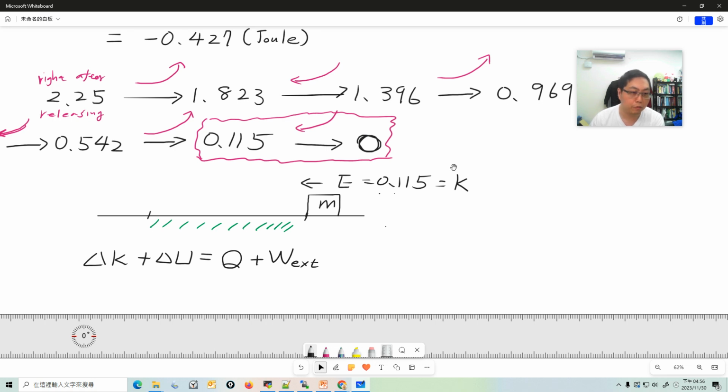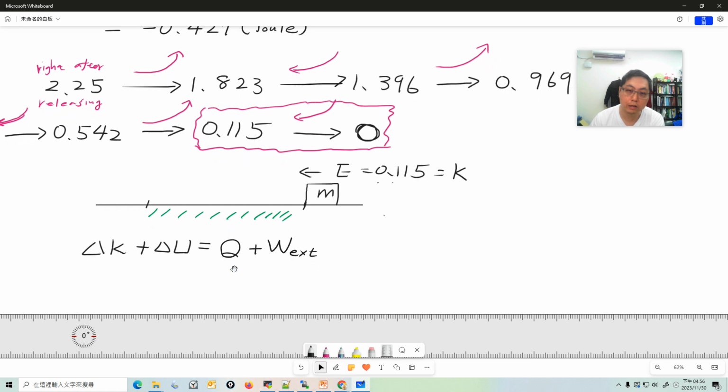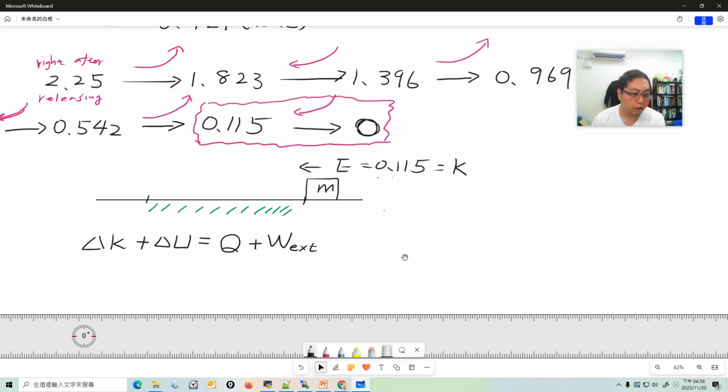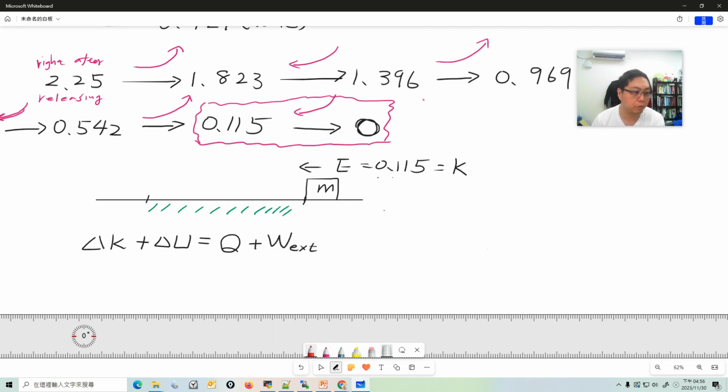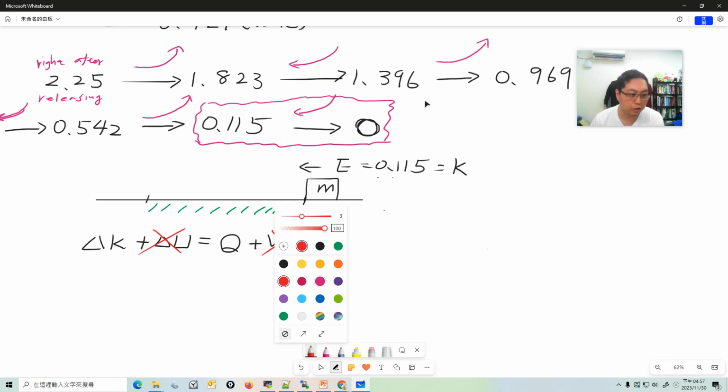And the heat, like I said in the previous lecture, is caused by the friction. For the whole system, after releasing we don't have to consider the spring, so no elastic potential energy. Furthermore, it's back on the horizontal surface, so there is no gravitational potential energy. So this term we just ignore. And there's no external force done on the system.